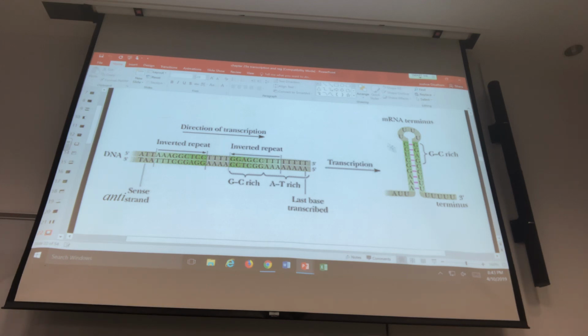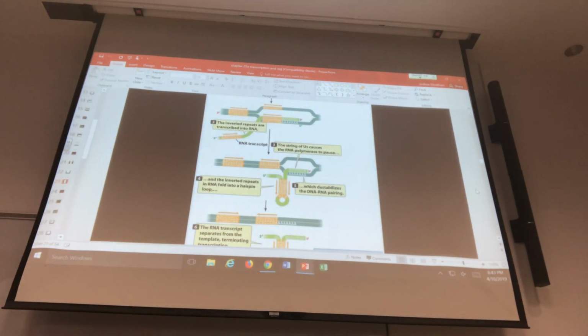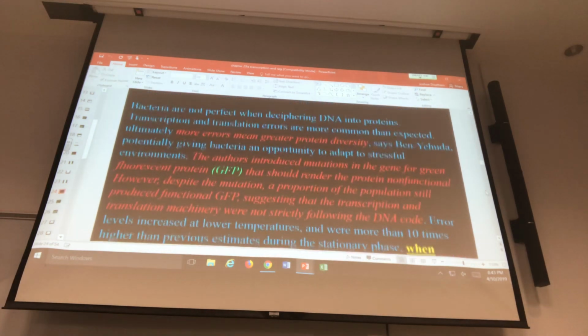So when you form a hairpin loop, which is already destabilizing the RNA polymerase, when the tail end of this hairpin loop is a bunch of uracils, it's a very weak binding, so quite literally the mRNA is just going to fall off the template DNA, and you end transcription without the need of a Rho protein. That is Rho-independent termination. All right? And there's additional pictures to describe that, which I will skip.